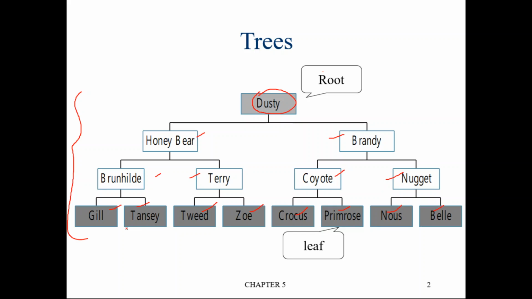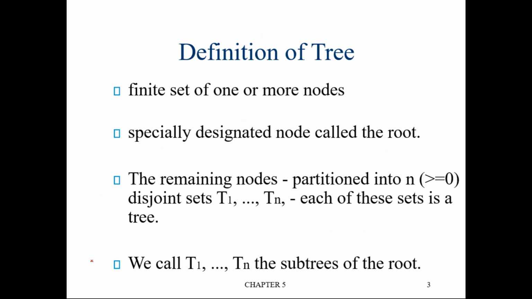The node which does not have any child is called a leaf node. You can see these are the leaf nodes: Jill, Tansy, Tweed, Zoe, Crocus. All these are nothing but leaf nodes. This is how we can visualize the tree structure. So how could we define a tree?